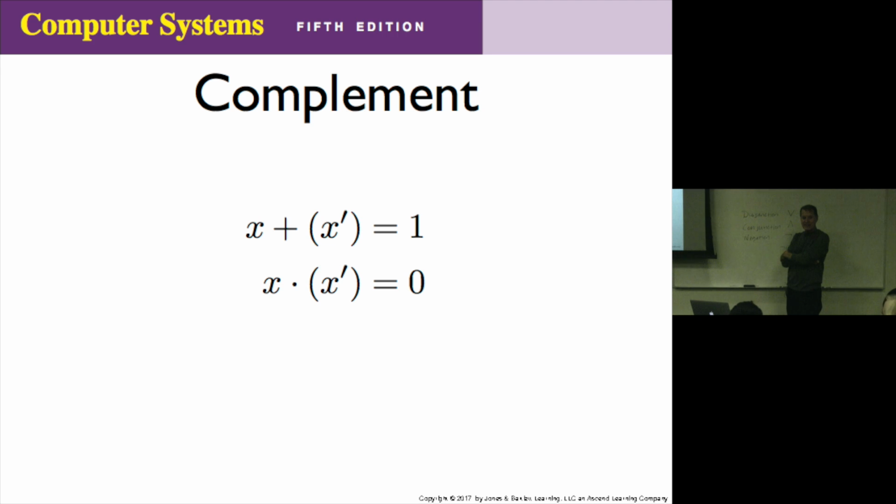Do you see that it's excluded middle? What is excluded middle? P or not P equals true. The first one is excluded middle. What's the second one called? Contradiction. If you AND X and its complement, you get false.